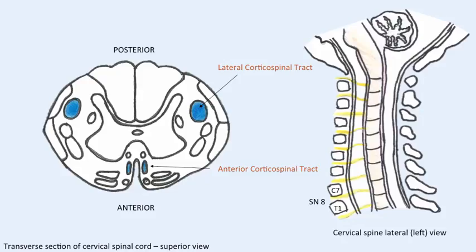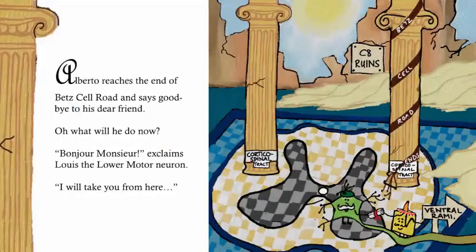Remaining contralateral, the majority of the corticospinal tract now descends past the foramen magnum in the most lateral white matter portion of the spinal cord, the lateral funiculus. The Betz cell axon continues until it reaches the level of C8 in the spinal cord, between C7 and T1 vertebrae. At this point, it terminates on the ventral horn, synapsing onto a multipolar lower motor neuron, in this case, an alpha motor neuron.